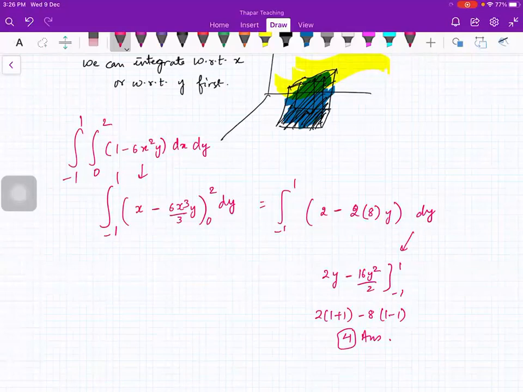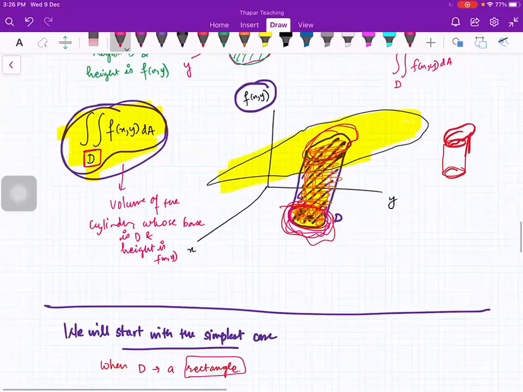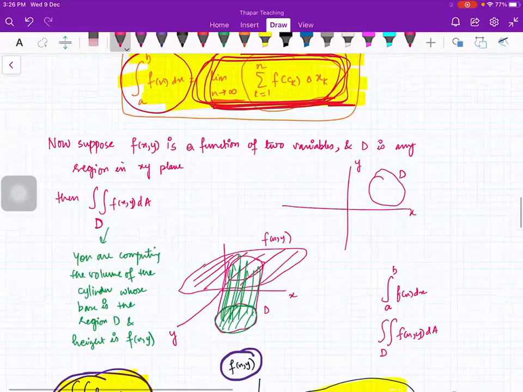Ma'am, what's the name of the theorem? Fubini. Fubini is the name of the mathematician. Okay, where I have written.